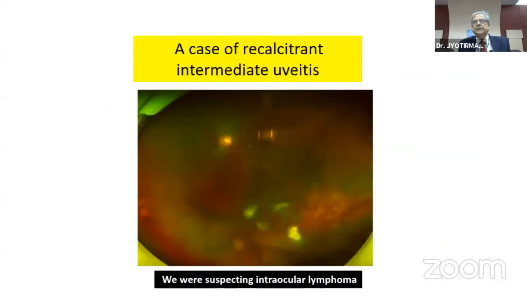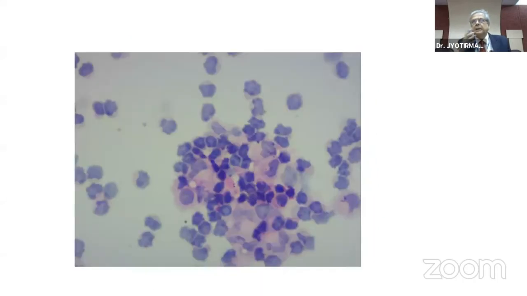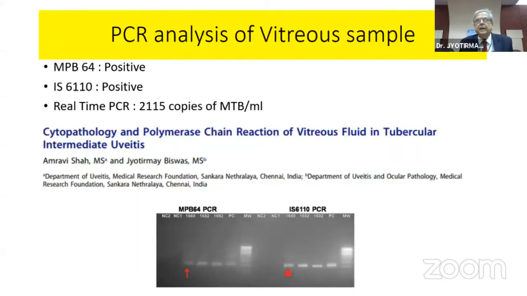An example of a nested PCR: we thought that primary intraocular lymphoma with vitritis was there, with material in the vitreous cavity, but histopathology showed granuloma, and we confirmed with the PCR that it's a Mycobacterium tuberculosis infection with MPB64 and IS6110 target regions positive.